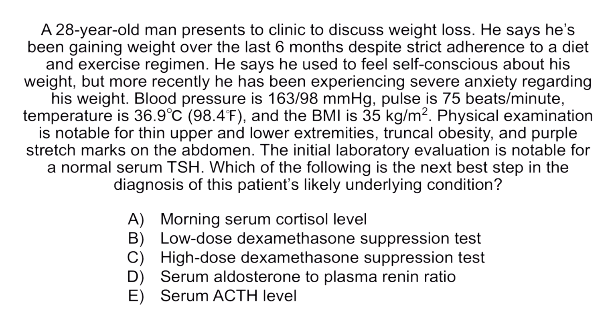163/98 millimeters of mercury, pulse is 75 beats per minute, temperature is 36.9 degrees Celsius, and the BMI is 35 kilograms per meter squared. Physical examination is notable for thin upper and lower extremities, truncal obesity, and purple stretch marks on the abdomen. The initial laboratory evaluation is notable for a normal serum TSH. Which of the following is the next best step in the diagnosis of this patient's likely underlying condition?